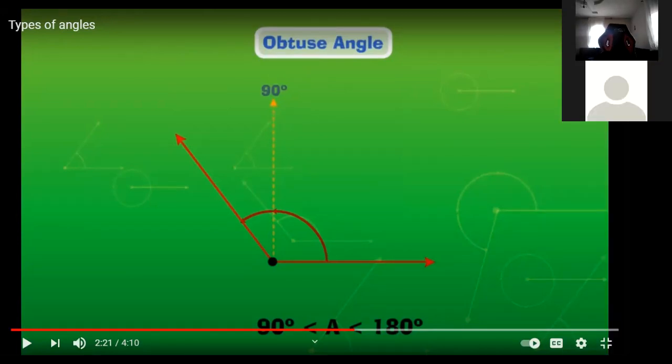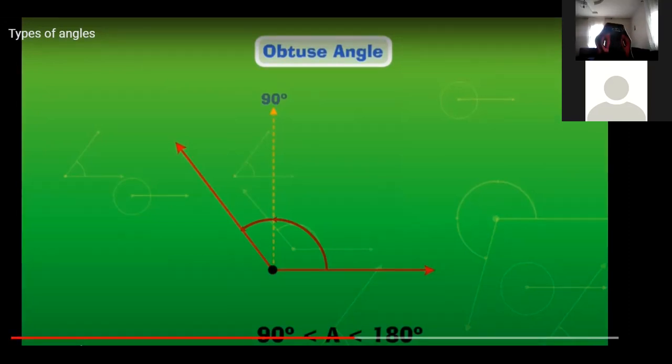Saleh, what is the type of this angle? Obtuse angle. Yazan, what is bigger in measure, obtuse angle or right angle? Obtuse angle. And what is bigger in measure, the right angle or the acute angle? The right. Perfect.